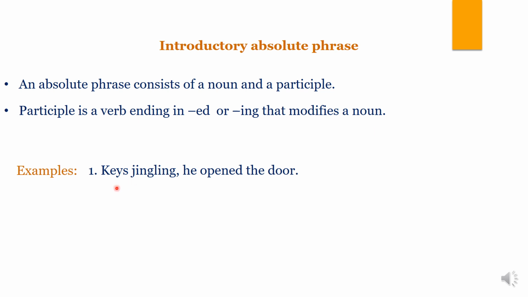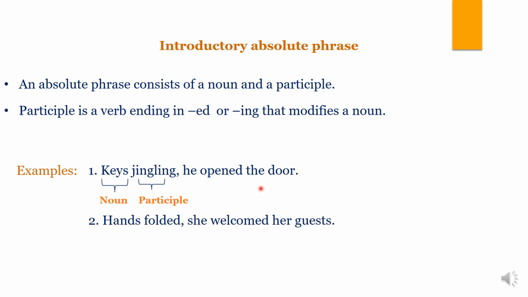Examples: the first example is, keys jingling, he opened the door. Keys is a noun, jingling is a participle. So keys jingling is an introductory absolute phrase. It consists of a noun and a participle. Therefore, place a comma after keys jingling. Then continue the rest of the sentence. That is, he opened the door.